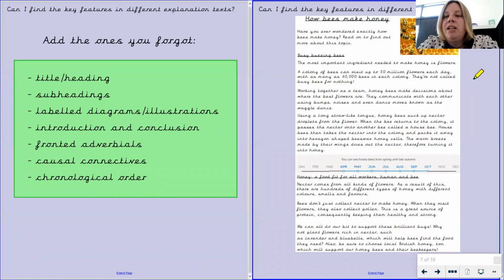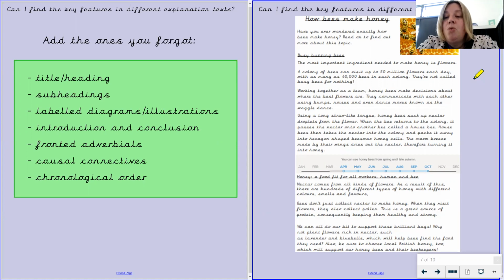Using a long straw-like tongue, honeybees suck up nectar droplets from the flower. When the bee returns to the colony, it passes the nectar onto another bee called a house bee. House bees then take the nectar into the colony and pack it away into hexagon-shaped beeswax honey cells. The warm breeze made by their wings dries out the nectar, therefore turning it into honey. Honey, a food fit for all the workers, humans, and bees.